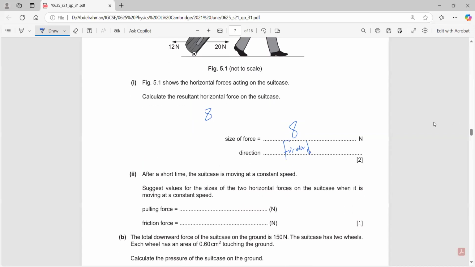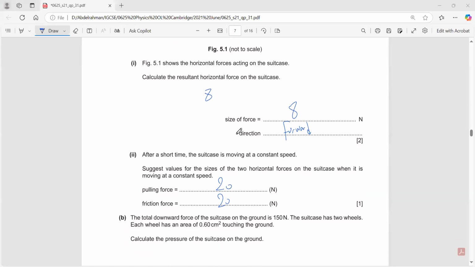After a short time, the suitcase is moving at a constant speed. What could the value of the pulling force be, and what could the value of the friction force be? If it's moving at a constant speed, someone could say 10 and 10, 8 and 8, 12 and 12, 20 and 20. Whatever two numbers are okay, but they have to be equal.